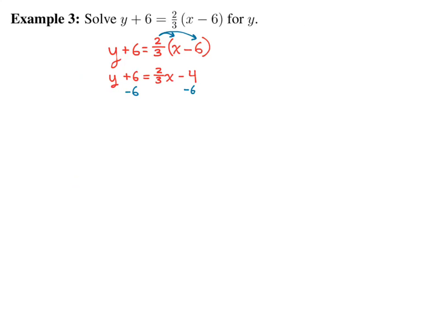Then go ahead and subtract the 6, cancel out, whoa, that got exciting. Cancel out the 6's, y becomes 2/3 x minus 10. The answer could not wait to appear.